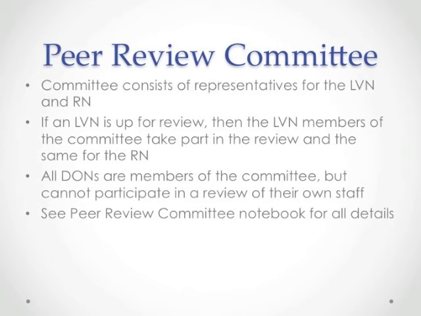If an LVN is put up for review, then all of the LVN members of the committee will take part in the review, and the same for the RN. Only RNs can judge RNs, and only LVNs can judge LVNs. All DONs are members of the committee, but cannot participate in a review of their own staff. So if you are chosen to be on the peer review committee, just remember you do sign a confidentiality form, and then if you have any further questions, you can review the peer review committee notebook at each office.